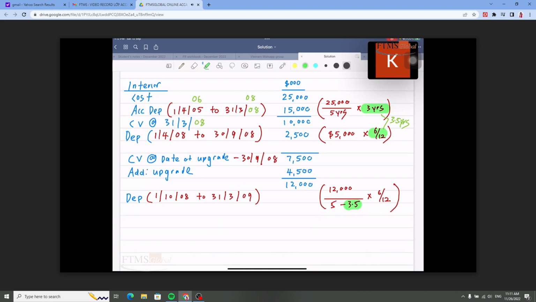Okay, so just do a calculation. 12,000 divided by 1.5, then divided by 2. Right, so I get 4,000. Then that's it. We have our last line, which is the carrying value at our financial year end, 31st March 09. Then we get something called 8,000.